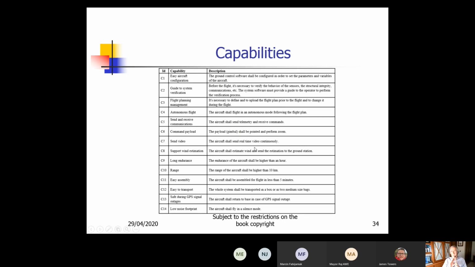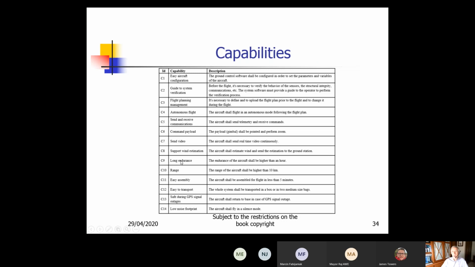With the use cases and the knowledge in the domain, we identify the main capabilities. What are the main capabilities we identify here? For example, easy aircraft configuration, a guide to system verification, to have a guide for verification of the system before takeoff, flight planning management, autonomous flight, send and receive communications, command the payload, send video, support wind estimation.